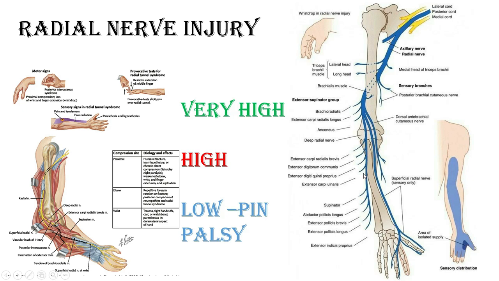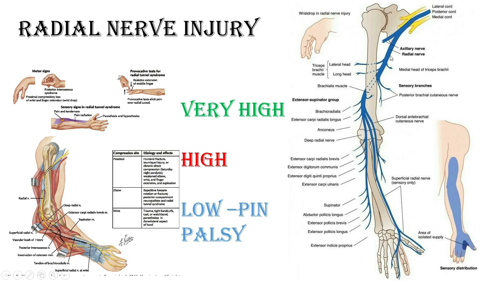Now radial nerve injury is the most common, and the course of the radial nerve is coming from the posterior cord. Then it gives, along with this, the axillary nerve. Then the radial nerve comes in contact with the proximal part of the humerus, and in the axilla it will give a twig to the lateral head of the triceps.